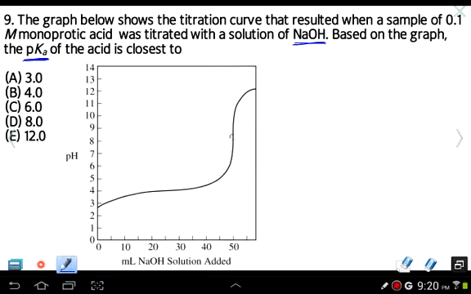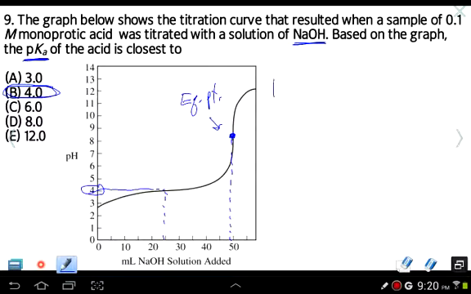Remember, this point on the titration curve is the equivalence point, the point at which all the acid has been neutralized by all the base. This is the S curve. And what we did is we took a volume that's halfway to the equivalence point. Since the equivalence point is roughly 50, halfway would be roughly 25. And then essentially we took a look at that pH, which gave us roughly 4. The answer is actually 4. The answer is B.